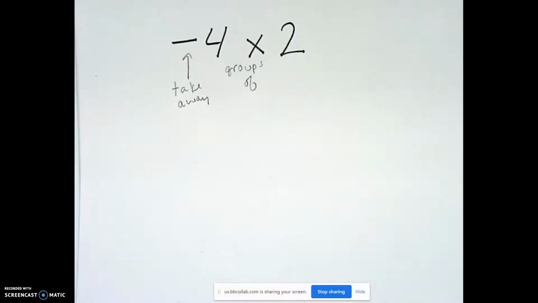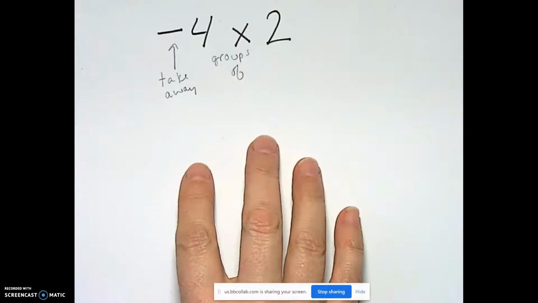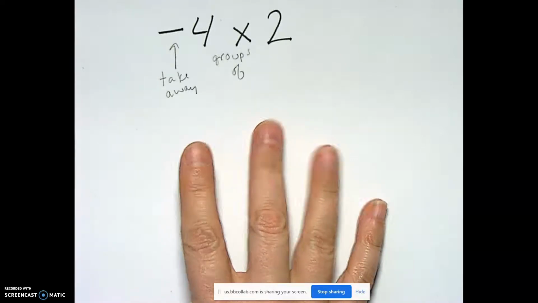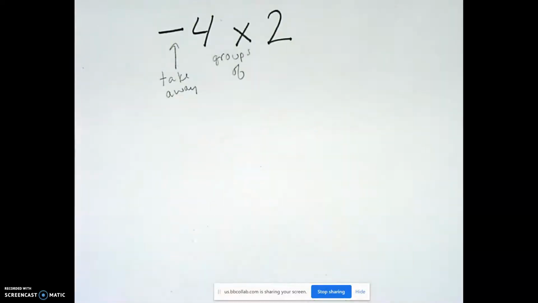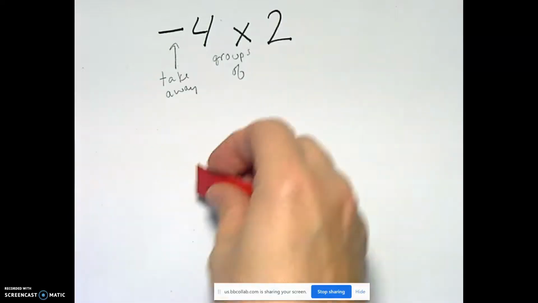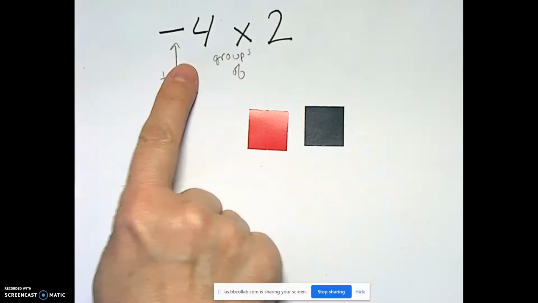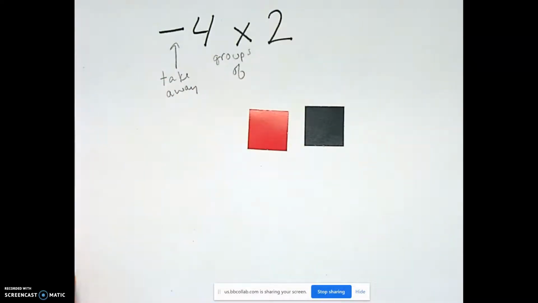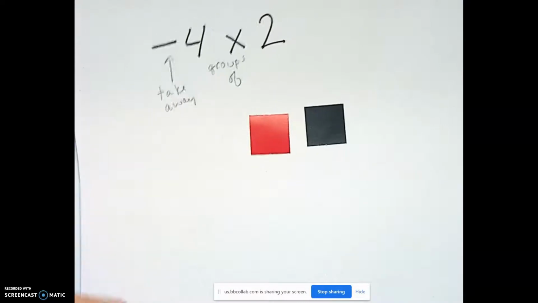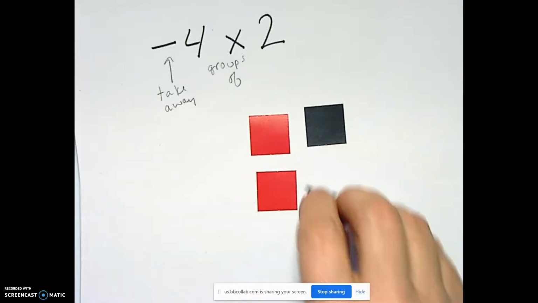So let's look at that. Take away 4 groups of 2. Well, there's nothing here, so how do we take something away from nothing? What do you think we need to do? Okay, so if we put in some 0 pairs, there's a 0 pair. But can we take away 4 groups of 2 yet? No. So we need more 0 pairs. Let's put some more in here.